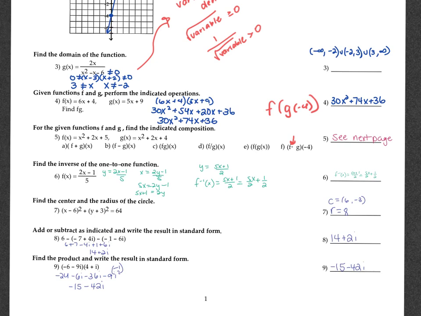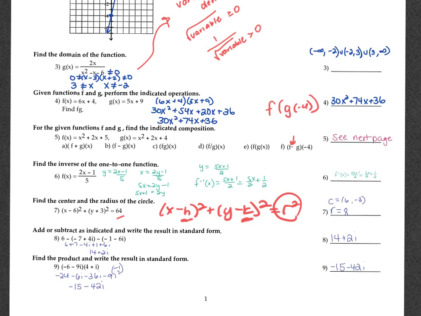So then 6 was your inverse. Remember your inverse, you switch the x and the y, solve for the new y. 7 is the center and the radius of the circle. So you need to know the standard form of a circle and how to pull the center and the radius out of it. So remember the center, we change the signs on the h and the k, and then the radius, we square root the number that's there. So the center would be 6, negative 3, and the radius would be 8.